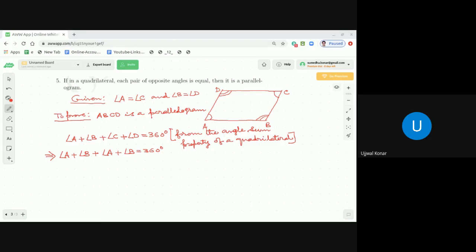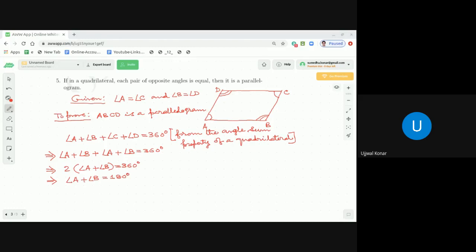So what we get is that 2 times angle A plus angle B is equal to 360 degrees. That implies 2 times angle A plus angle B is equal to 360 degrees. And eventually we get that angle A plus angle B is equal to 180 degrees. Correct, dear students? Okay.